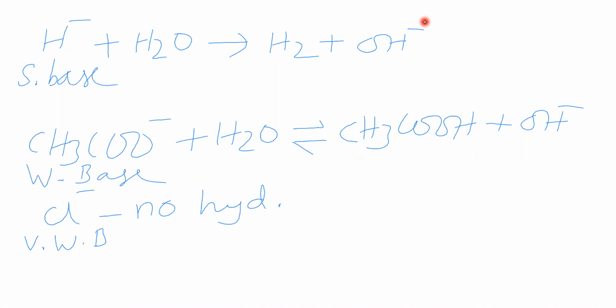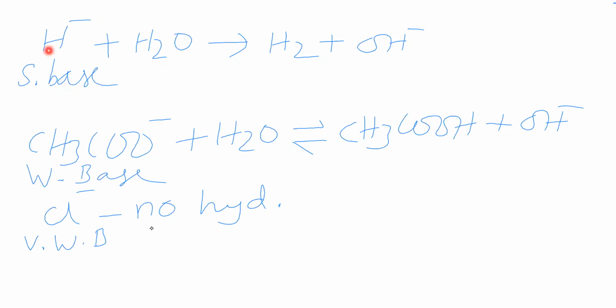So which will undergo complete hydrolysis? A strong base anion undergoes complete hydrolysis. Which will undergo partial hydrolysis? A weak base anion undergoes partial hydrolysis. Which does not undergo hydrolysis? A very weak base anion does not undergo hydrolysis. A very weak base anion is from a strong acid. A weak base anion is from a weak acid.